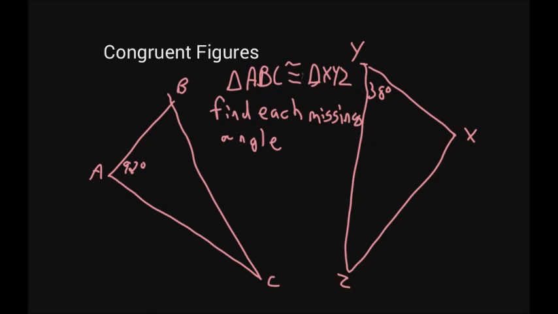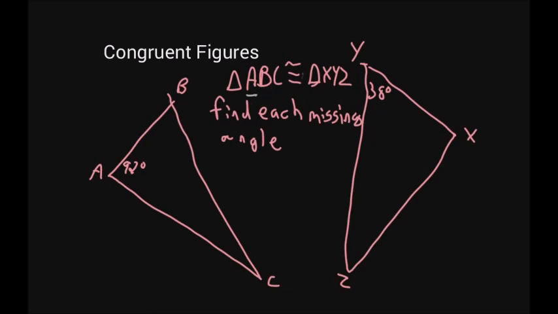Alright, let's talk today about congruent figures. So in this I am told triangle ABC is congruent to XYZ. So all of the angles are going to be congruent because the figures are congruent, the angles are congruent. Now when you're doing this you want to pay attention to the order because order matters.